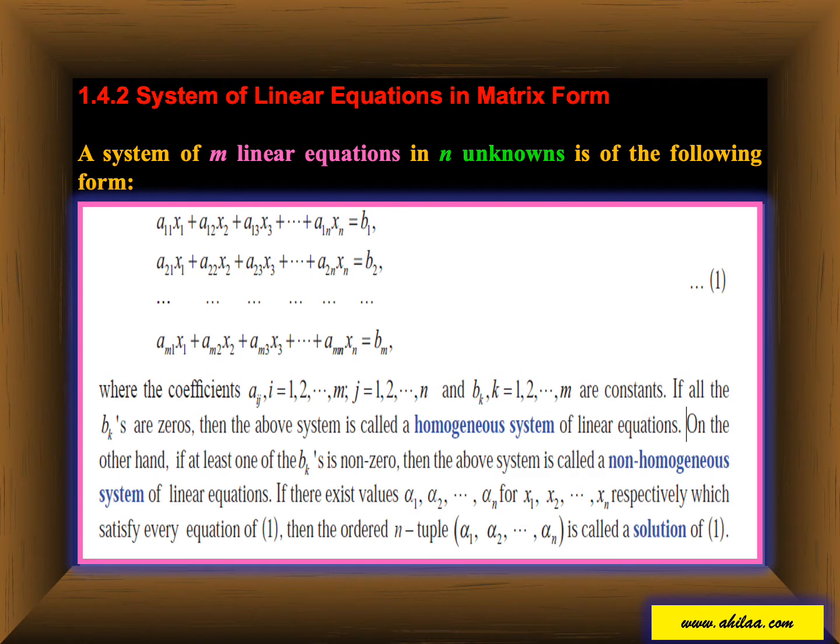If all the bk's are 0, that is, the right hand side values become 0 for all the equations, then the above system is called a homogeneous system of linear equations. On the other hand, if at least one of the bk's is non-zero, then the above system is called a non-homogeneous system of linear equations. If there exist values alpha 1, alpha 2, ..., alpha n for x1, x2, ..., xn respectively, which satisfy every equation of this system, then the ordered n-tuple (alpha 1, alpha 2, ..., alpha n) is called a solution of this system of linear equations. Understood?